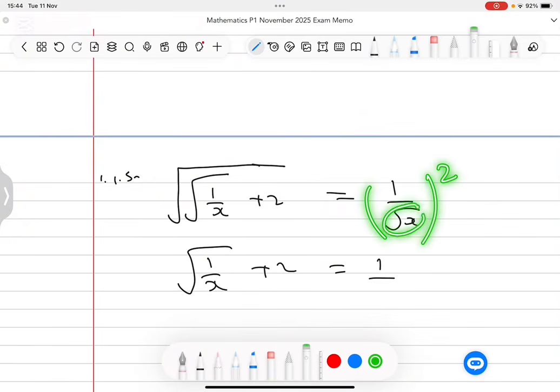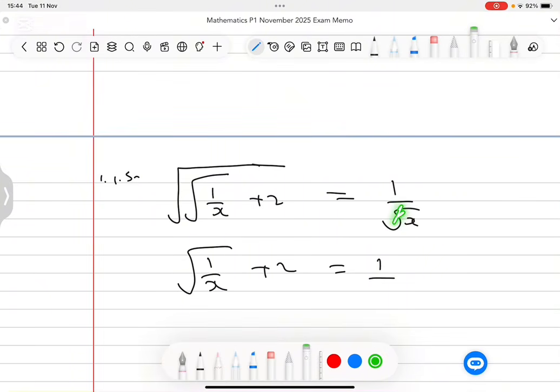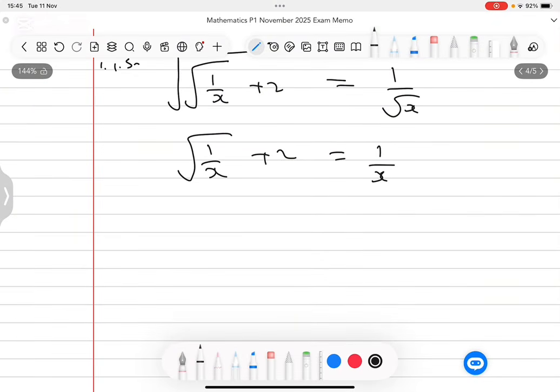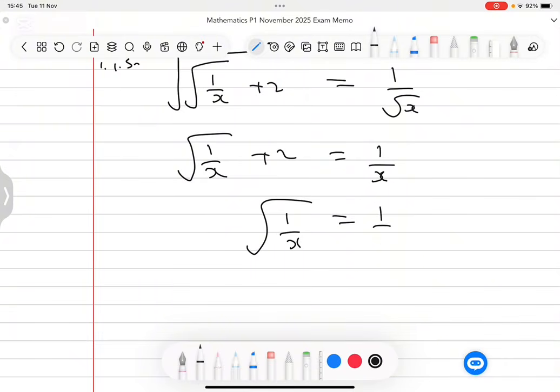And when we say this squared, because remember, I'm using a rule that if you have a over b and you're squaring, this is the same as a squared over b squared. So when we square the bottom part here, the root would also cancel, so that I'm left with an x there. Then the second thing that I'm going to do is that I'm going to transpose the 2 to the other side so that it becomes negative 2. So I'm going to have here a root of 1 over x is equal to 1 over x minus 2.